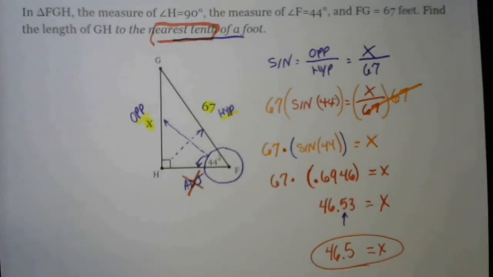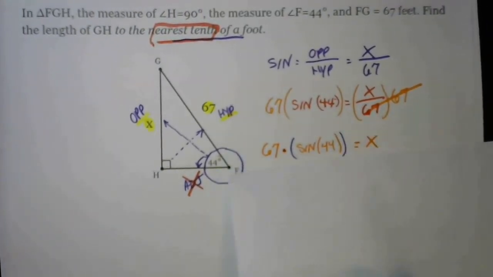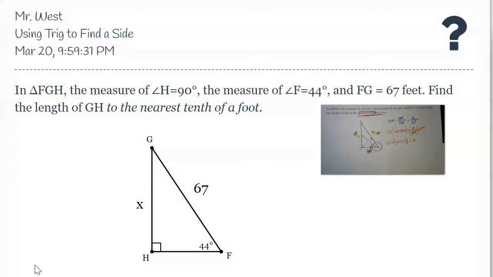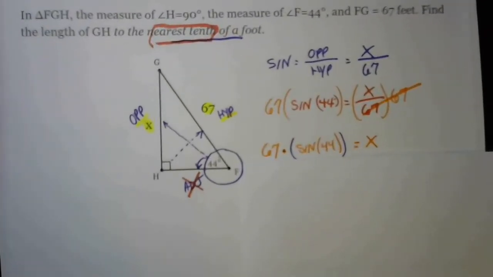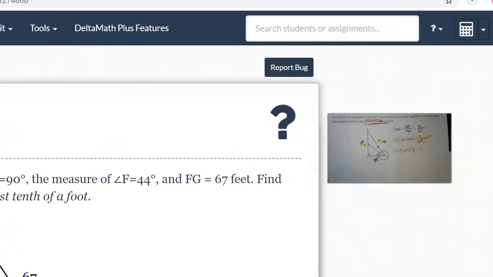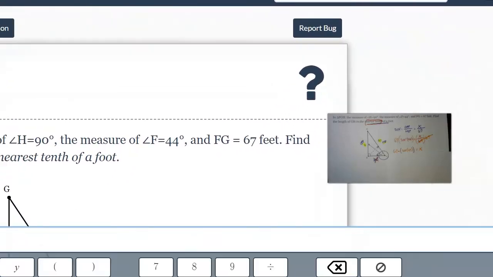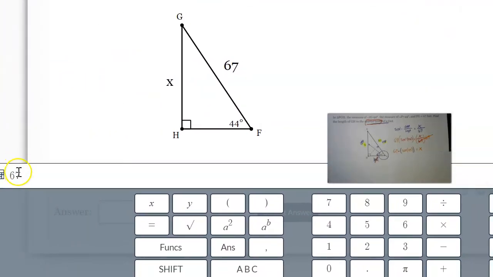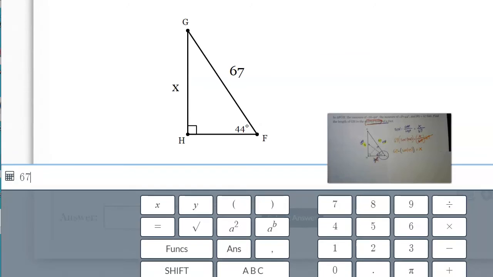And now I'm going to show you how to do it with the DeltaMath calculator. So here we go with the DeltaMath calculator. And remember, I'm wanting to do 67 times the sine of 44. I click on calculator on DeltaMath. It brings a calculator up along the bottom here. And remember, I want to do 67 times the sine of 44.